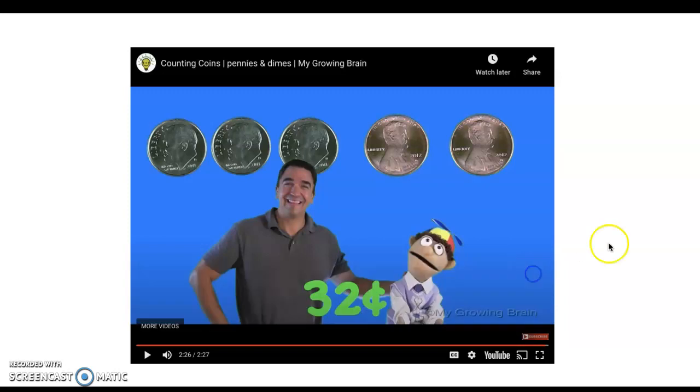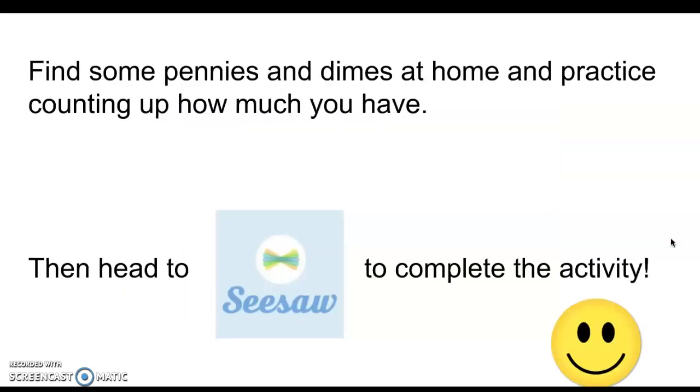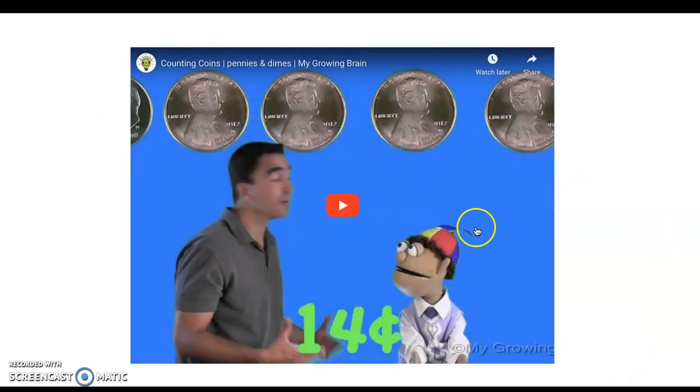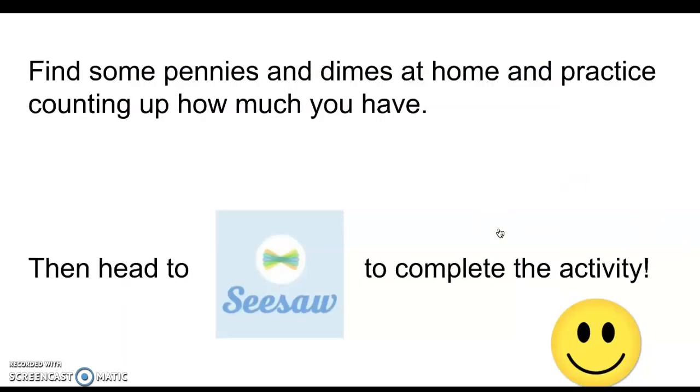All right, so see how they had their pennies and dimes in different orders, and then they put it in order from greatest to least. So you're going to start with your dimes because they are worth more, and then count your pennies. So today I want you to find some pennies and dimes at home if you can find them. Ask your parents to help you find some pennies and dimes, and have them put some on a table. Practice putting them in order from dimes to pennies like they did here. And then count up to see how much you have all together.